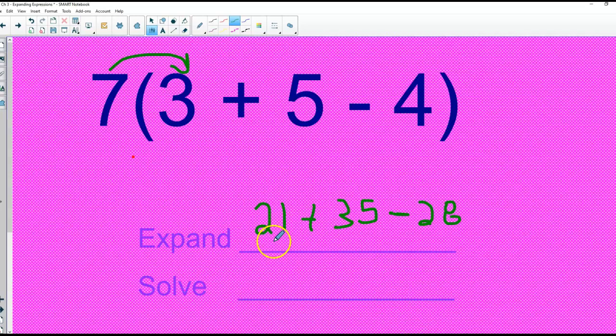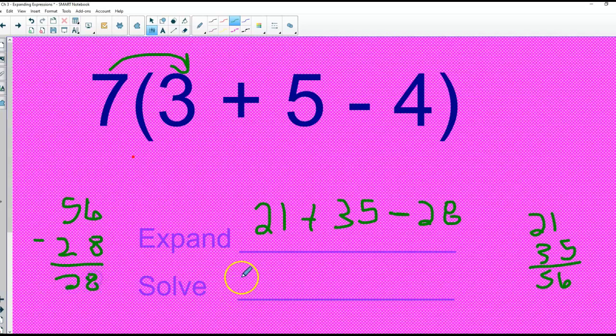So if I add 21 plus 35, if I need to set this up to show you, 21 and 35, we get 56, right? And then my last step is 56 minus 28. You will end up with 28 when you subtract. So my solution here would be 28. Okay? So we're expanding by multiplying everything on the outside by what's on the inside.